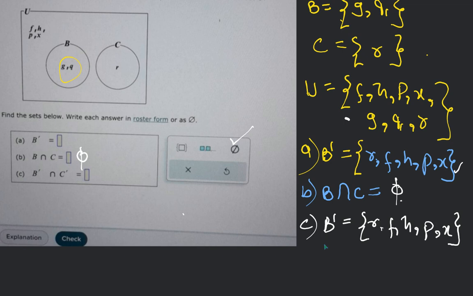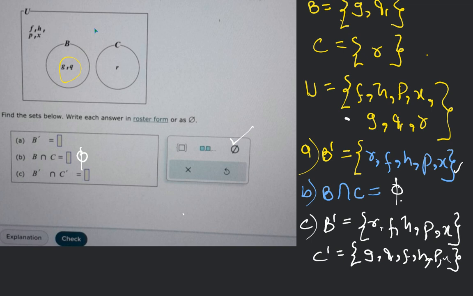The writing is readable. And then we have to find the elements which are not there in C. So what are the elements which are not there in C? Can you come up with the elements? G, Q. Yeah, elements which are not in C. Okay, great. F, H, any more? P, and X. Yes, P and X.